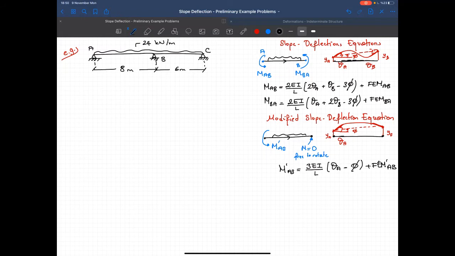So we derived these two cases. Let's repeat one more time. In the first case, I use the displacement boundary conditions phi, theta A and theta B, and these are the two equations that I derive. In the second case, instead of using the displacement boundary condition here, I use the force boundary condition. In other words, I said that the moment is equal to 0, and I come up with a simplified equation. We call it the modified slope deflection equation that depends on only two displacement parameters.